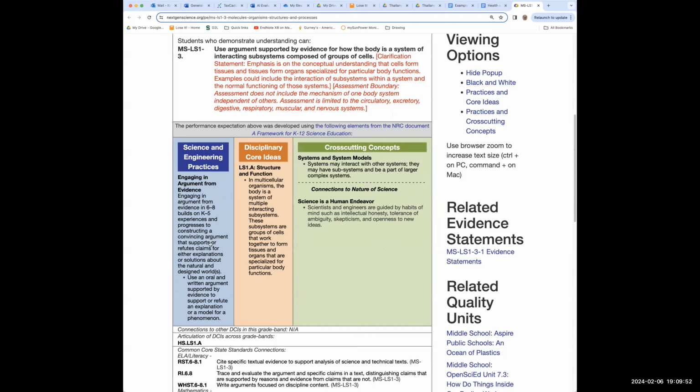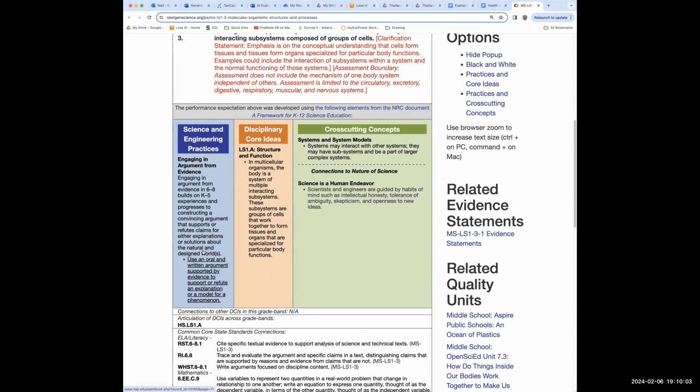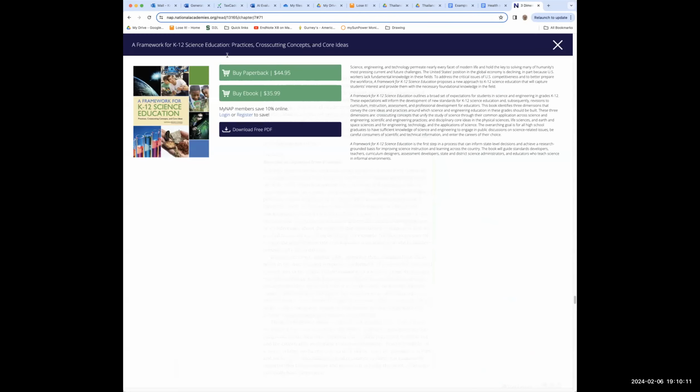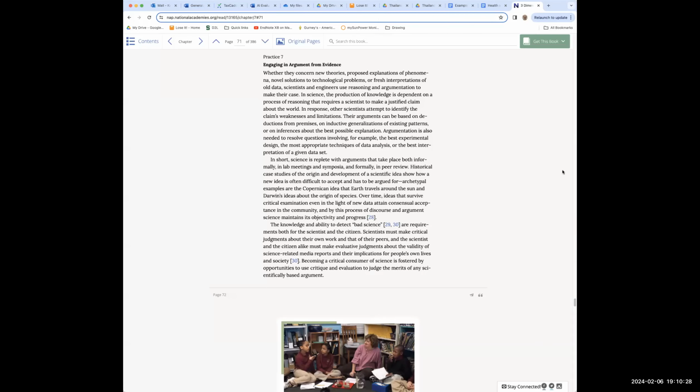But then it really outlines what the science and engineering practice is. These are also hot links that you can click on, and it will give you more information about that practice. It tells you the disciplinary core idea, right? It will take you to the framework, which you can download, and it will provide even more detailed information. So these are all pieces of information that can help you think about what your goals are for what you want teachers to be able to do.